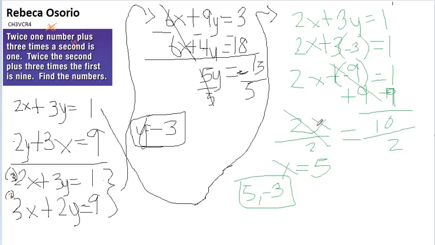So then the x is still not by itself, so we divide it by 2, divide the other side by 2, and we end up with x equals 5. And this is the solution, which is 5, negative 3.